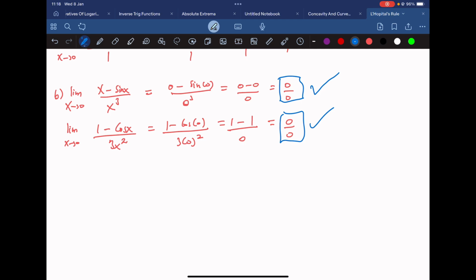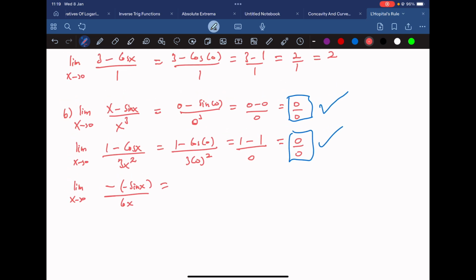If we do so, we are going to have the limit as x approaches 0. In this case, if we differentiate 1, it goes to 0. We have the negative here already. If we differentiate cosine of x, we have negative sine of x. And if we differentiate the denominator, we have 6x. So this just simplifies to sine of x over 6x. Now let's put in 0. We have sine of 0 over 6 times 0. Sine of 0 is 0. 6 times 0 is 0. We have another indeterminate form.